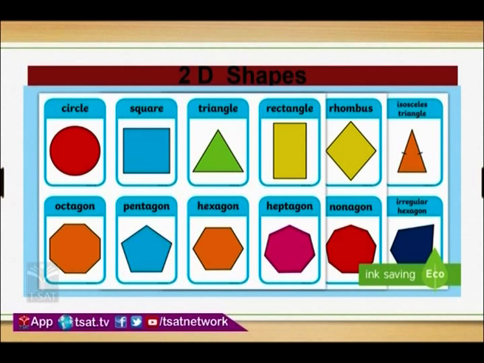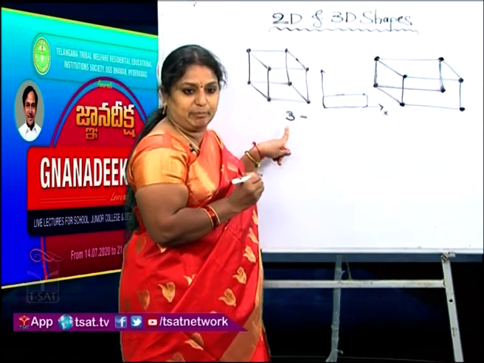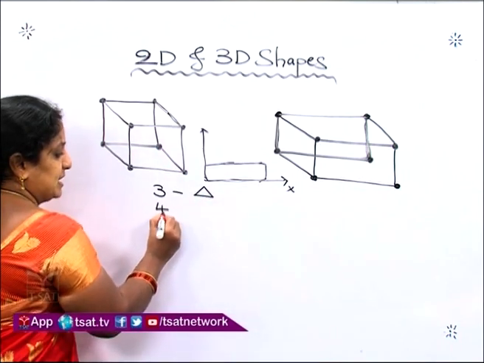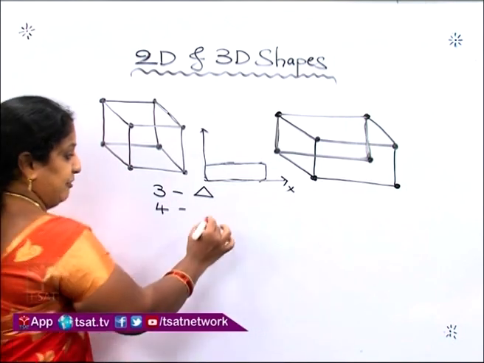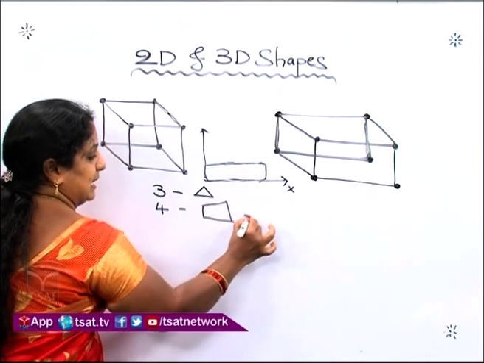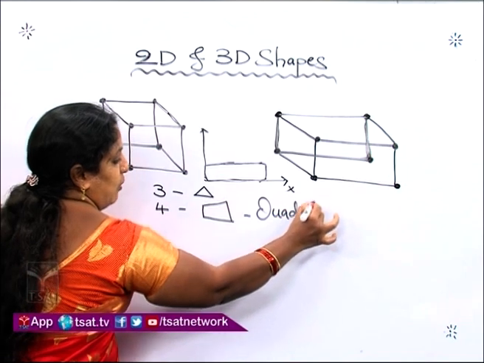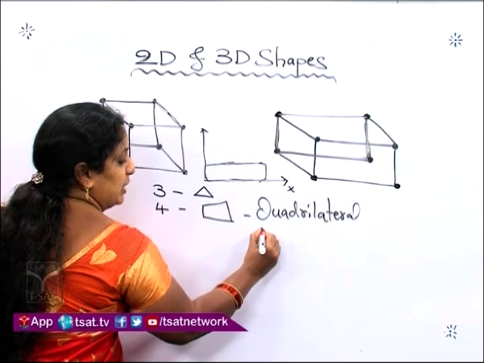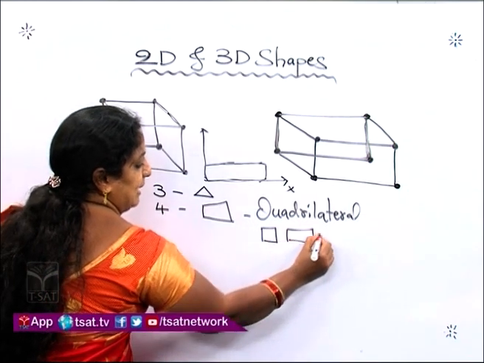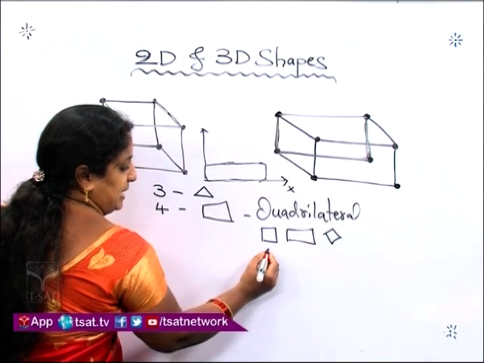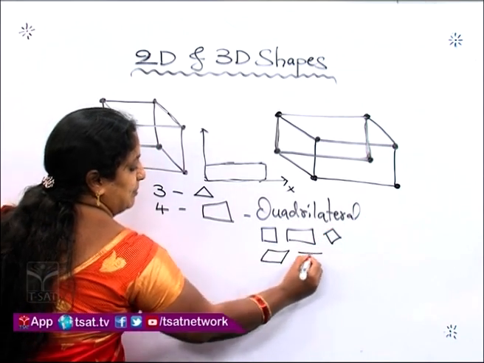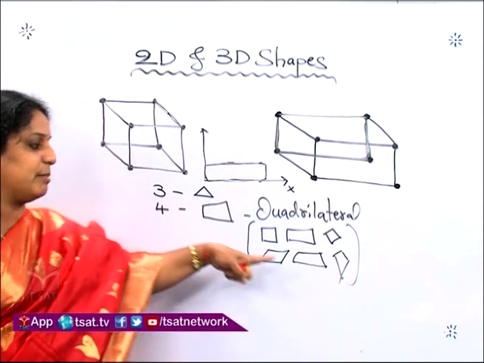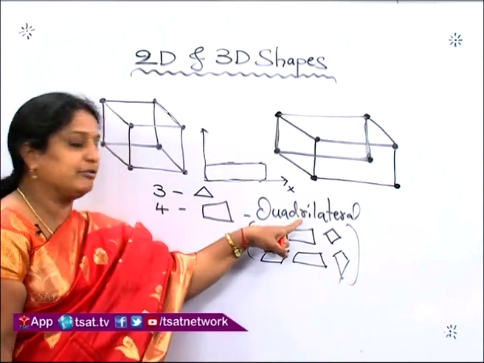Suppose I take a polygon having 3 line segments, the figure we get is a triangle. And a polygon made up of 4 line segments, the figure we get is a quadrilateral. In the previous slide we saw the 2D shapes like square, rectangle, rhombus. Apart from these three, we also have a parallelogram, a trapezium and a kite. All these shapes are two-dimensional shapes and they belong to the family of quadrilaterals.